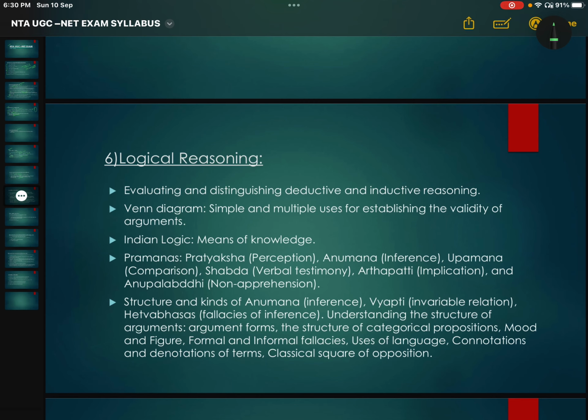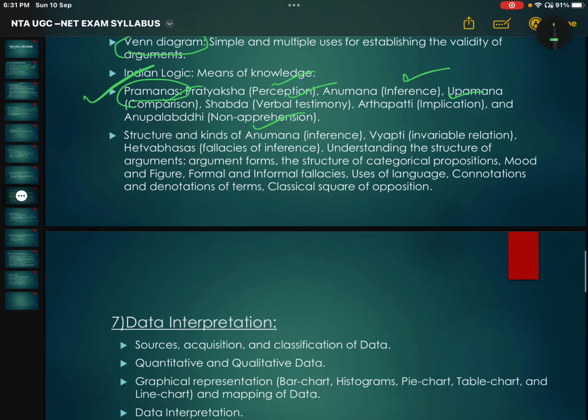Coming to the sixth chapter, it is logical reasoning. In logical reasoning, the most important ones are Venn diagrams and pramanas. In pramanas: perception, inference, comparison, verbal testimony, implication, non-apprehension. These are all very, very important and very interesting also. So wait for our classes, which I am going to upload soon. Next, structure and kinds of anumana.